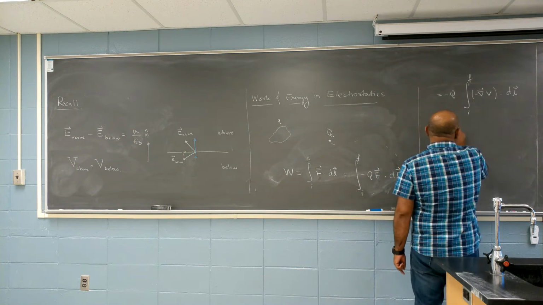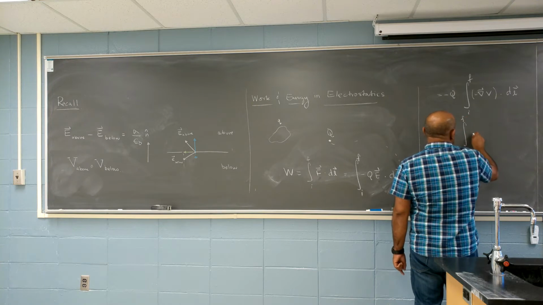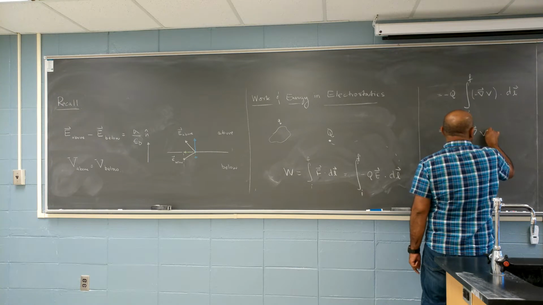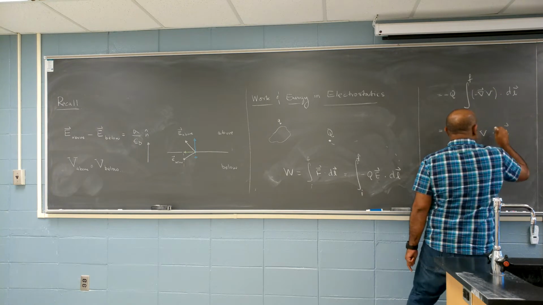So minus and minus cancel, and then I have, from initial to final, gradient of V dot dL.